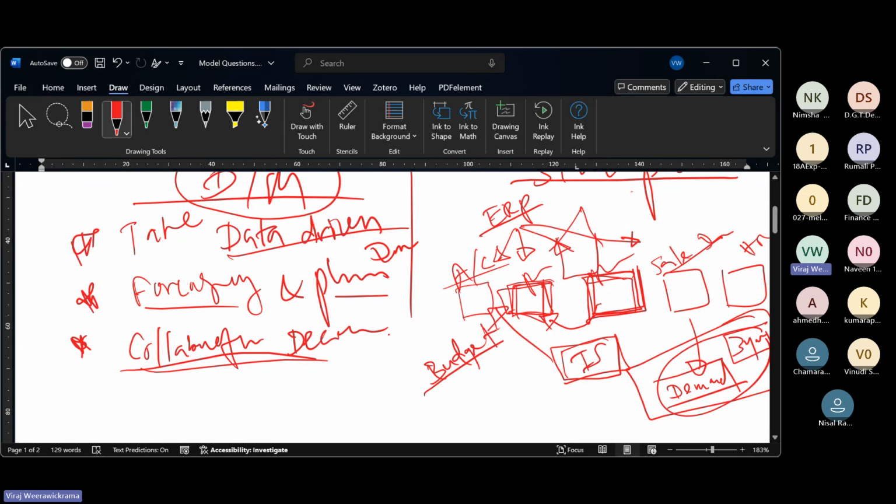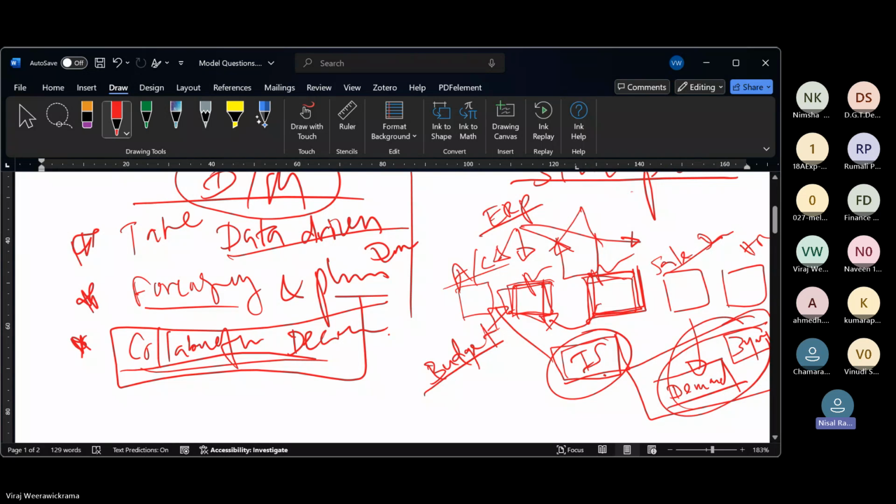Then one division will do one part, right? Those information will be available on the information system. The same information can be used by other parties, which we call collaborative decision making, right? I've just given a few examples. You can explore new examples as well. Is it clear? What do you mean by collaborative decision making? Is it clear? Yes. Fine.